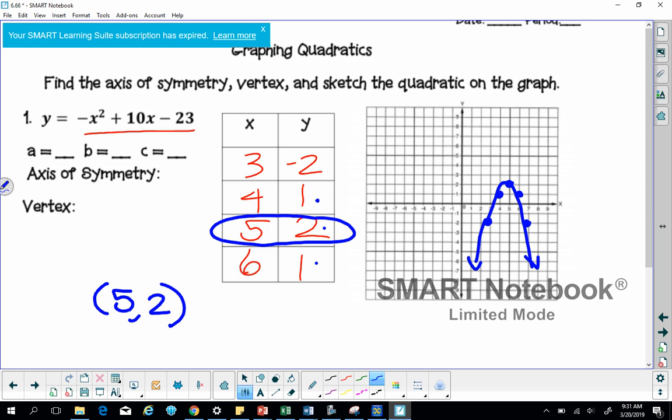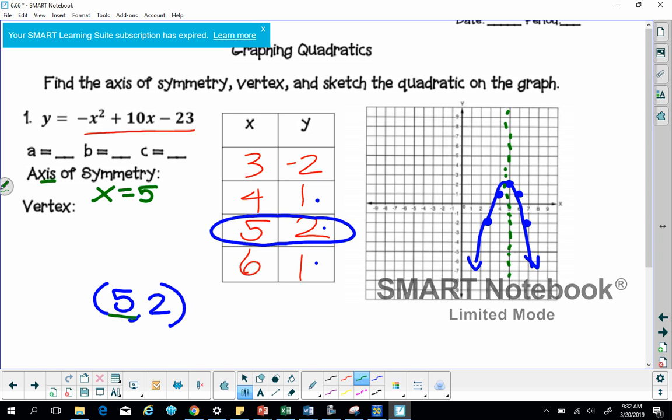What is my axis of symmetry? Okay, that's my data. How can I find my axis? What is my axis of symmetry? Good, x equals 5. It's the x coordinate of your vertex. So this line right here is your axis of symmetry.